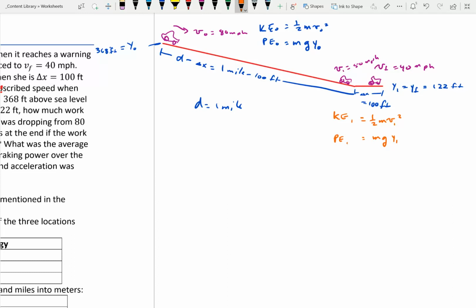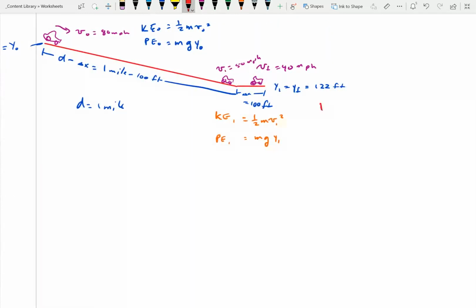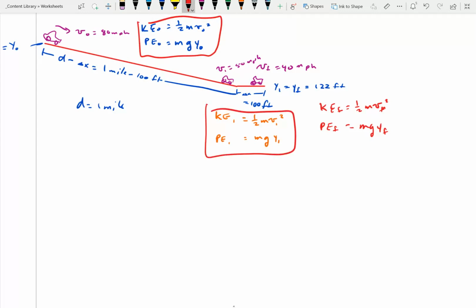And then in the final case, kinetic energy final, 1/2 mass times v final squared, but she comes to 40 miles an hour. She's not at rest. That's it. Potential energy final equals mass times g times y final. So there I have the kinetic and potential energy equations. Put a box around each set just so that they stand out at each of the locations.